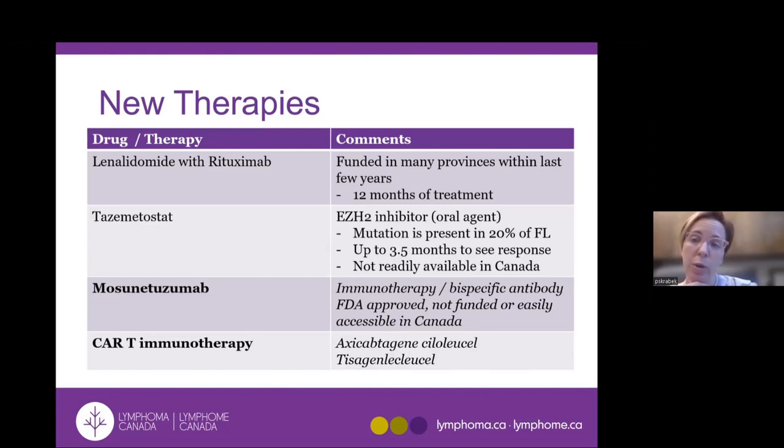The other new immunotherapy is CAR T immunotherapy. And so the two main products for CAR T that are FDA approved for follicular lymphoma are axicabtagene ciloleucel and tisagenlecleucel. These are CAR T products that have been used in more aggressive lymphomas in Canada for some time. And they will be becoming available for follicular lymphoma in the next few years.